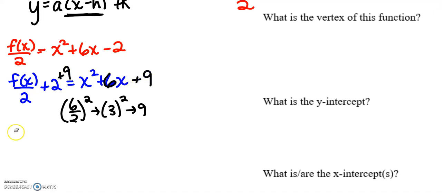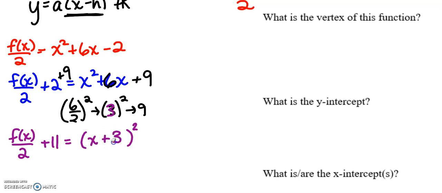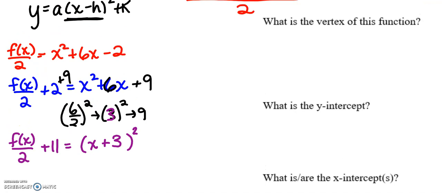So on the left, I still have f of x over 2. 2 plus 9 gets me 11. On this side, the whole purpose was getting a perfect square binomial, and the number that goes there is the number that I squared. If you double check, (x plus 3) squared would be x squared plus 3x plus 3x, which is 6x, plus 3 times 3, which is 9. Closer to this perfect function notation for vertex form.